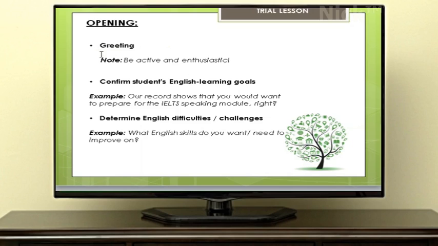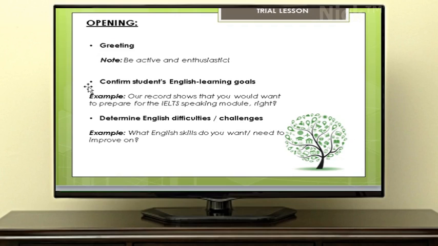We have greeting. Be active and enthusiastic. Smile while you're speaking because it does show through. This actually sets the tone of the lesson. And it helps build genuine connection with your student and makes your student feel more at ease during the lesson.